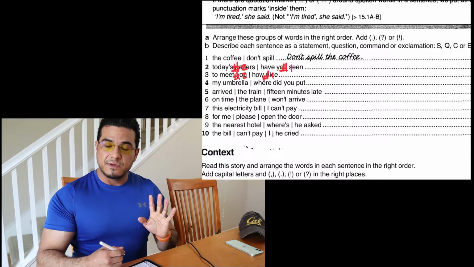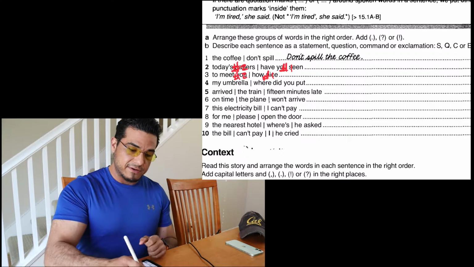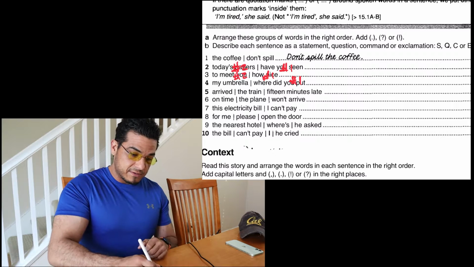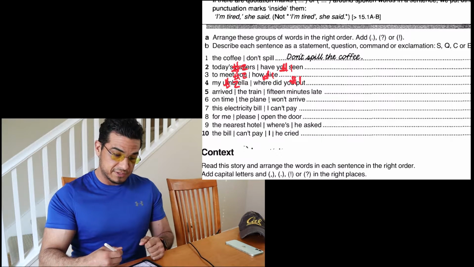All right, for sentence number four, we have "my umbrella, where did you put?" Well, it should be "Where did you put my umbrella?" And what was the thing that we're talking about? Well, here, an umbrella. So interrogative requires a question mark.